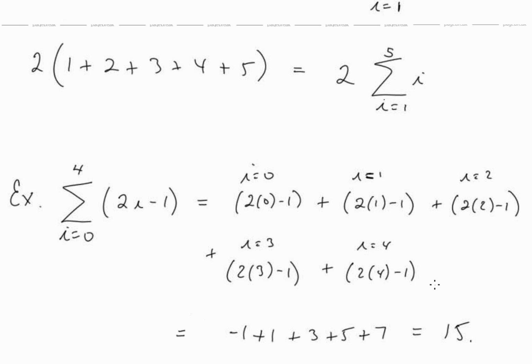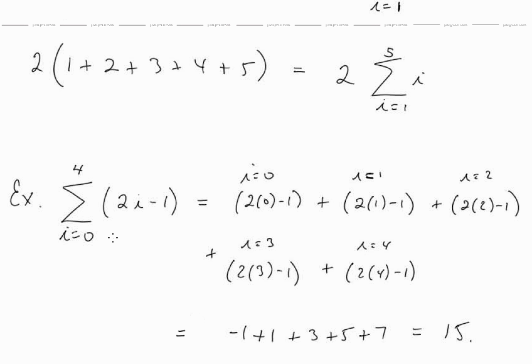Let's take a look at this example. Now we are going in the other direction. We are given the summation and we're asked to evaluate it. So what is the value of this summation? Well, i starts at 0 and goes to 4. So when i is equal to 0, we want 2 times 0 minus 1.